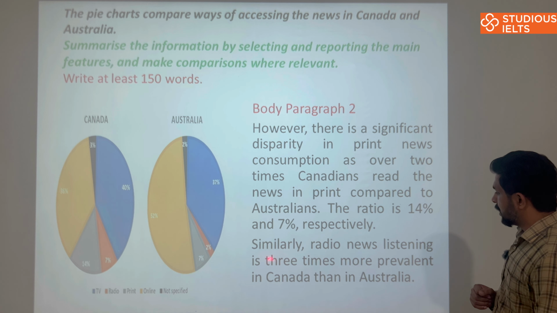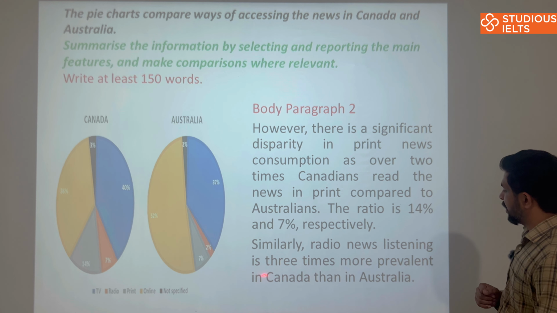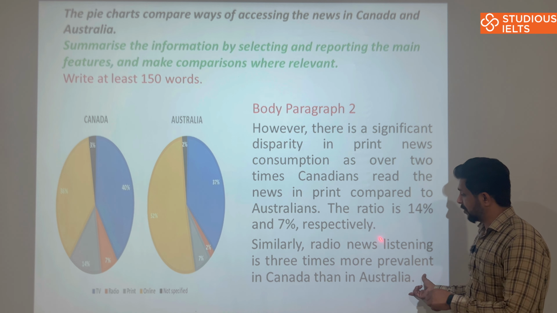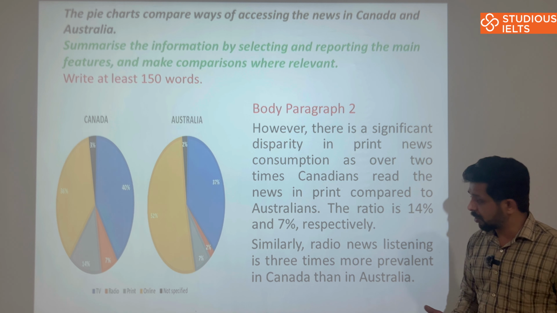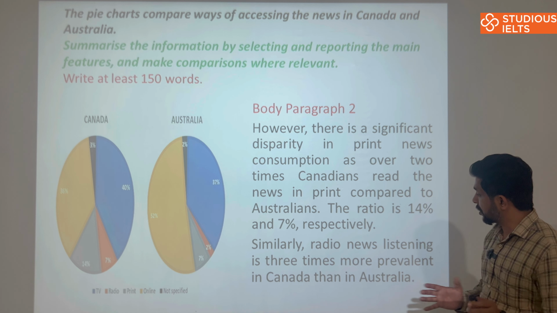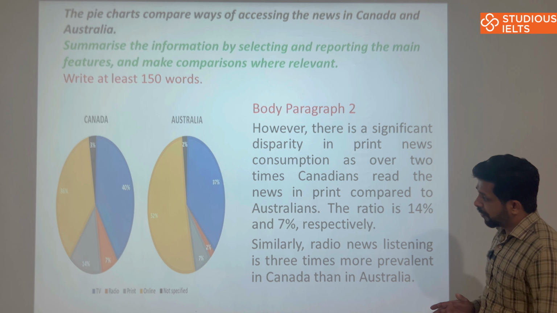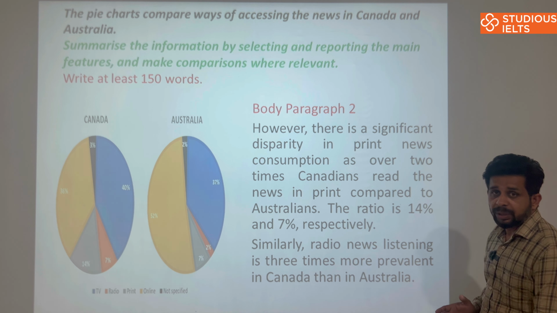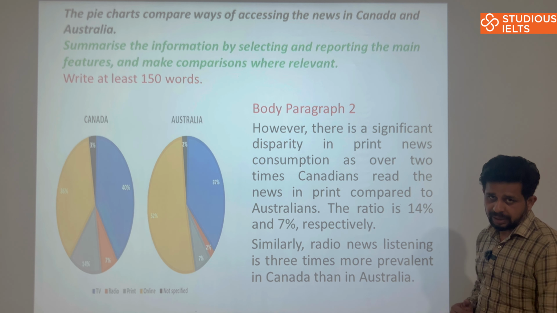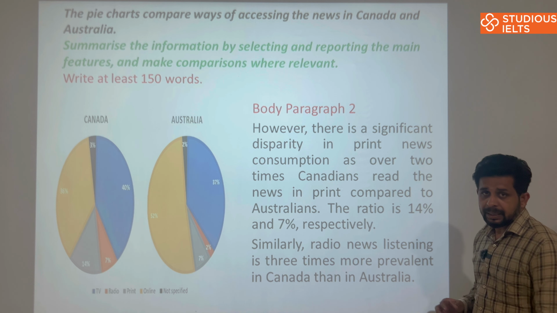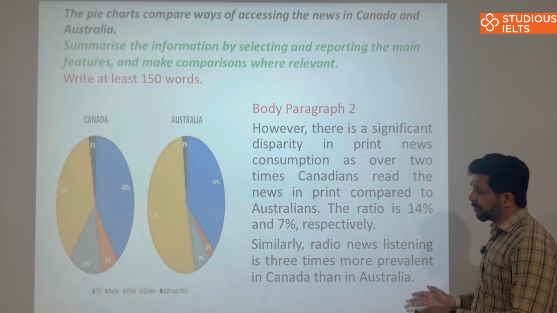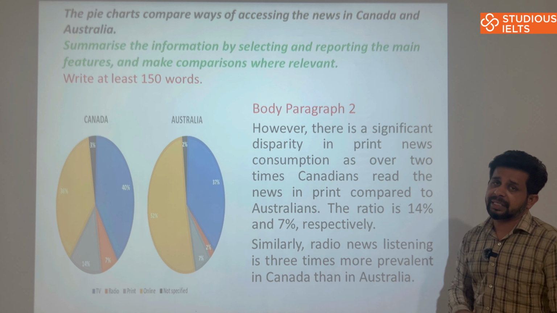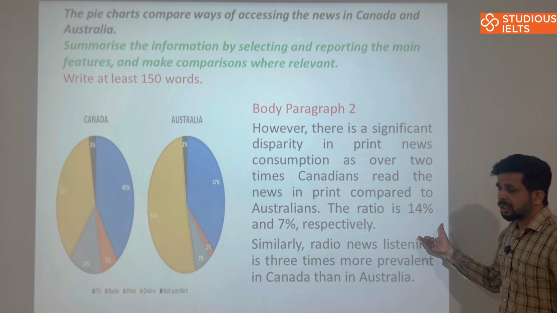Radio news listening is 3 times more prevalent in Canada than in Australia. If we make the comparison of this method, which is radio news, it also has a big disparity, which is 2% and 7%, and obviously it is more than 3 times in comparison to Australia, or you can say more than 3 times Canadians are using radio as a medium of news access in comparison to Australians. So this is how you can make such comparisons.